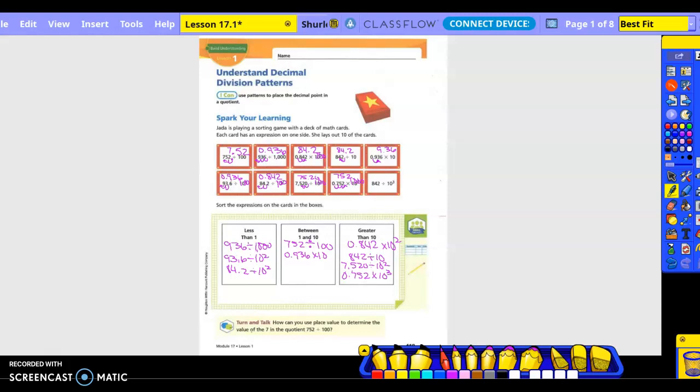Okay. 10 to the third power is what? 1,000. I'm dividing by a whole number, so do I go left or right? Left. So how many places? 3. So my new answer would be 842,000. So where does that go?